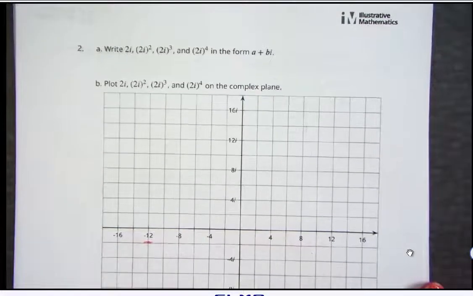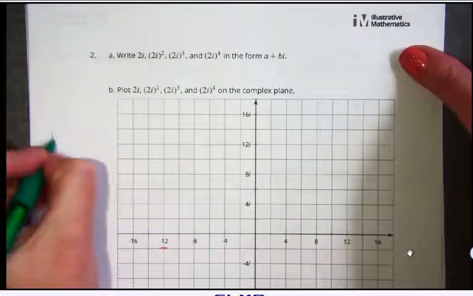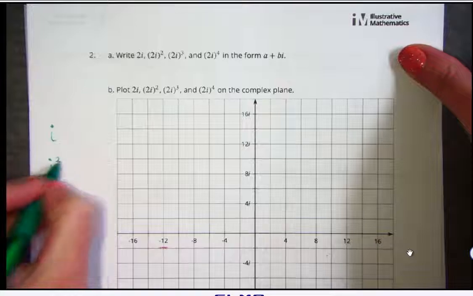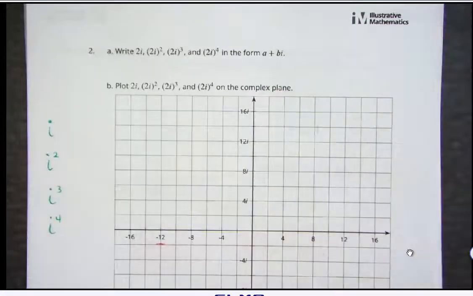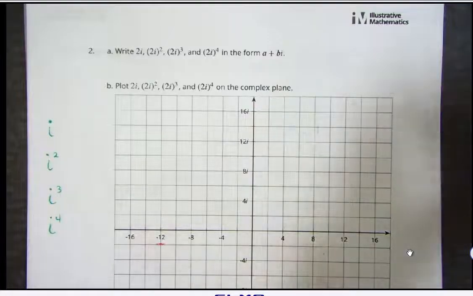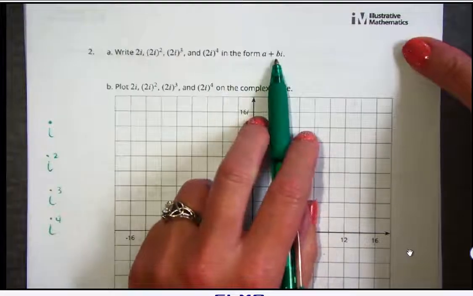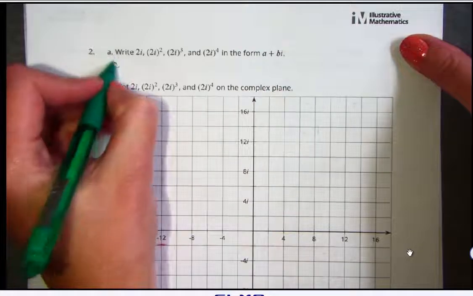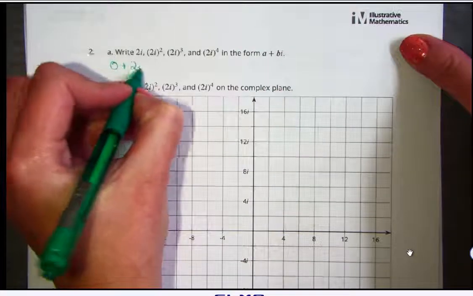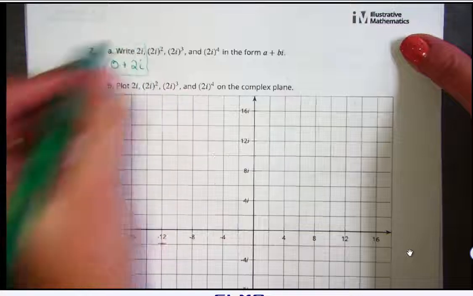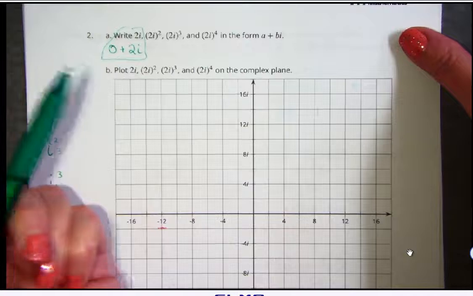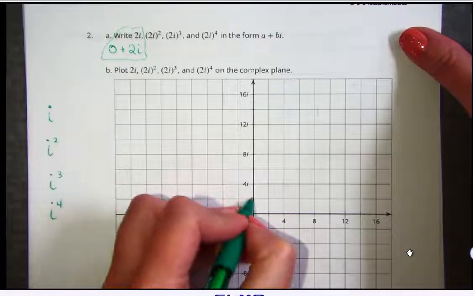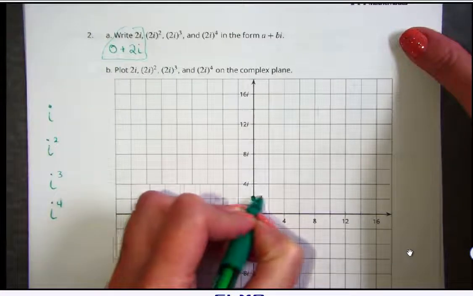2i, this is an interesting place for them to put this. Okay, so writing them in the form a plus bi is so interesting because there's no real part for any of these. So it's just saying that there's no real part and there is an imaginary part. So 2i is 0 plus 2i. And then to plot that on the complex plane, I'm going to keep my green pen. 2i is right here on the complex plane.